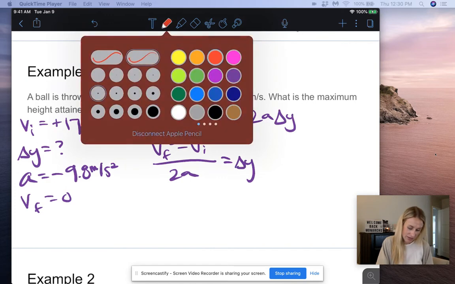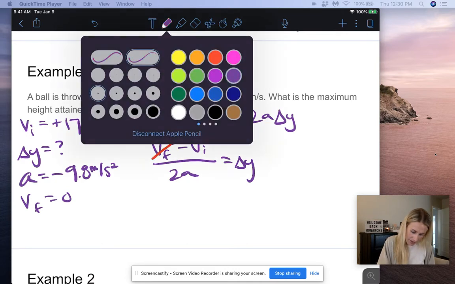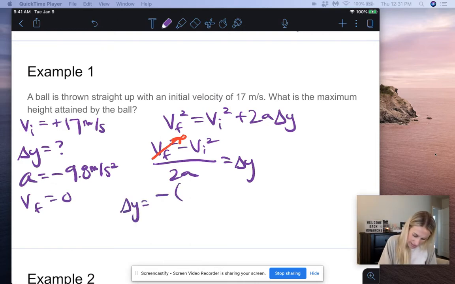Something to note here is that the final velocity is 0, so that cancels out and makes our math a little bit easier. Then I plug my numbers in to solve for delta y. I get negative initial velocity, 17 meters per second, squared, divided by 2 times a negative 9.8 meters per second squared.